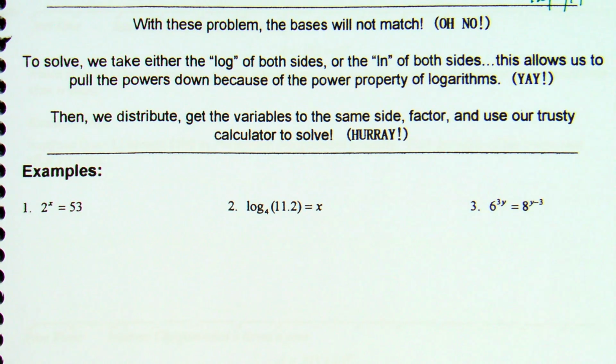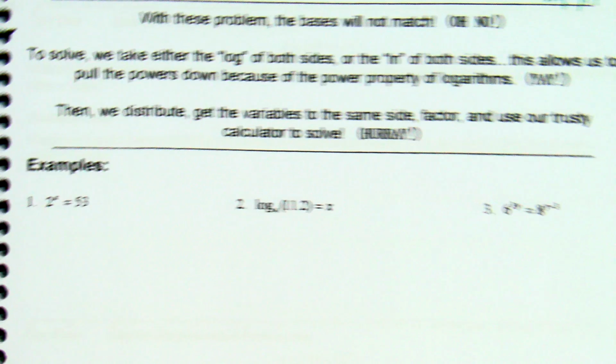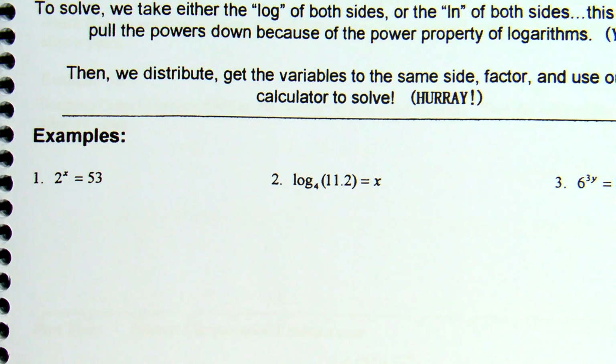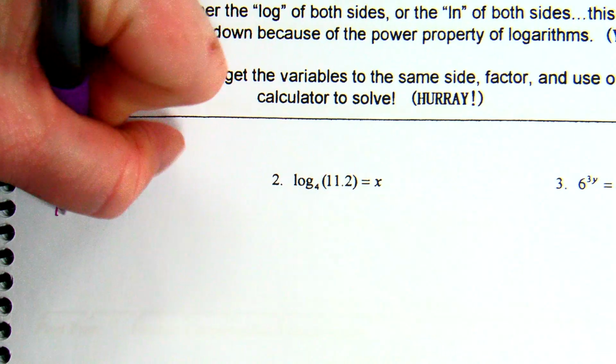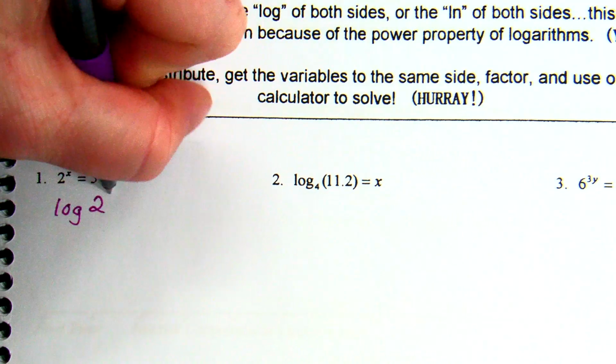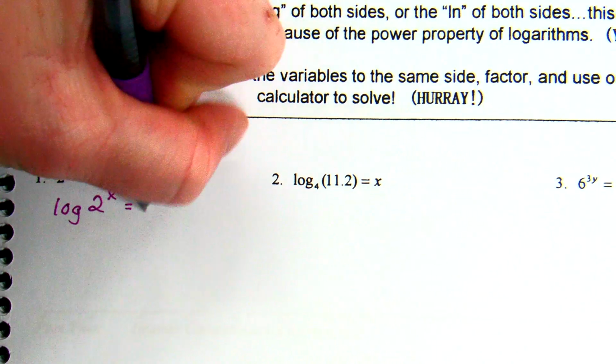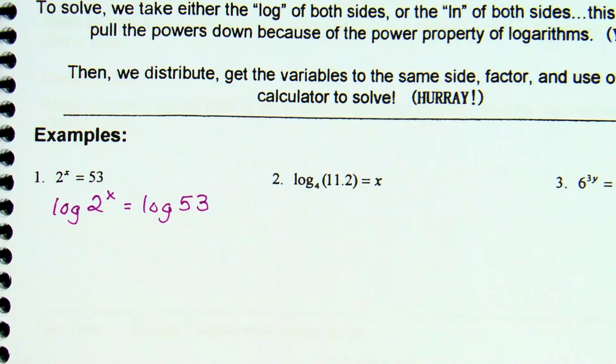With that in mind, can you get 2 and 53 to be the same base? No. So I'm going to take the log of both sides. And when I say that, I'm going to write log in front of them. So it's going to be the log of 2 to the x equals the log of 53. In this case, it doesn't matter if you use common log or natural log. If there was an e in the problem, you definitely want to use natural log. If there was a 10 in the problem, you definitely want to use common log.